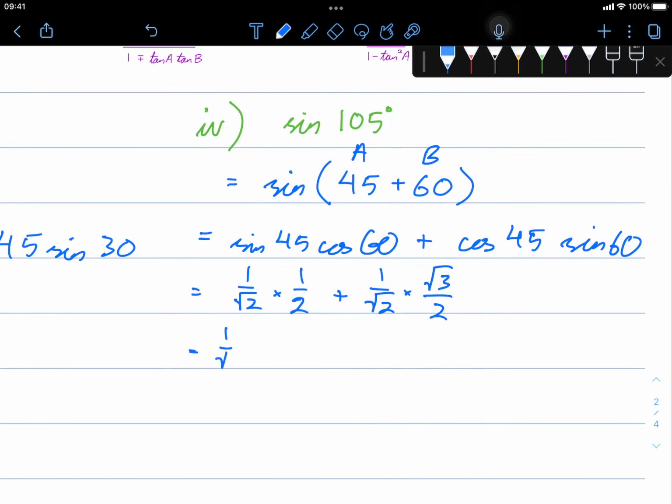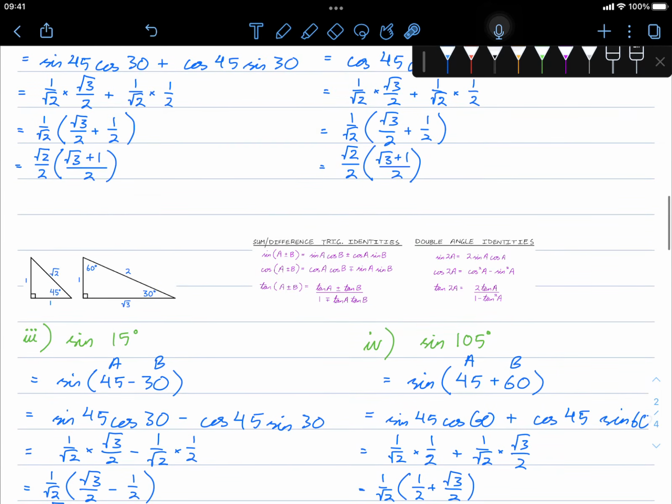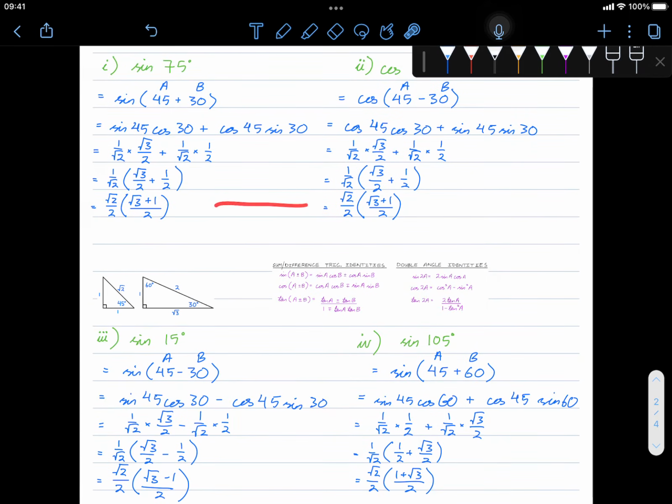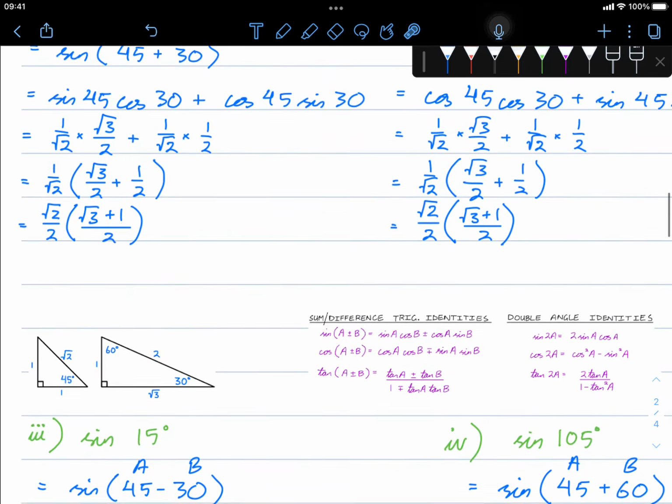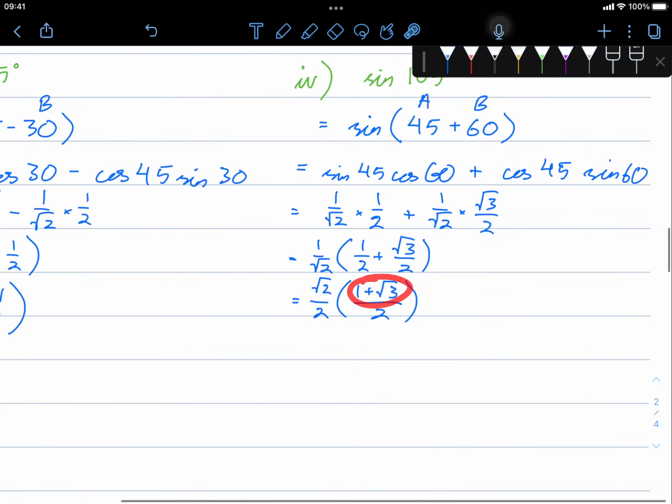Factoring out that 1 over root 2, that's 1 half plus root 3 on 2. And once again, rationalizing and combining the fractions. As you can see, that's actually the exact same as the previous two shown here. It's just the order is different. Root 3 plus 1 is the same as 1 plus root 3.